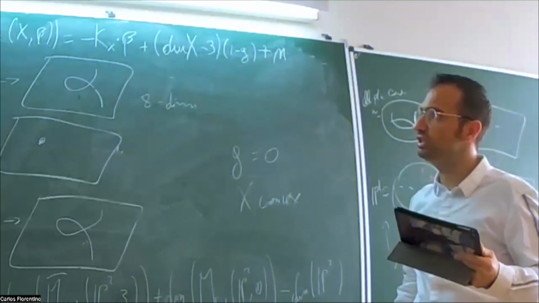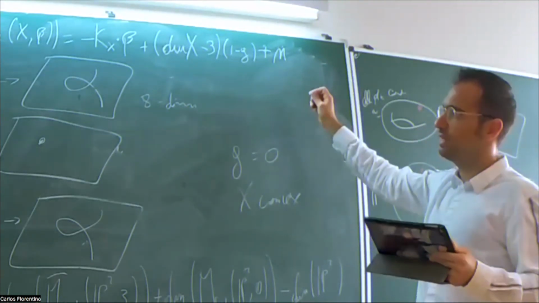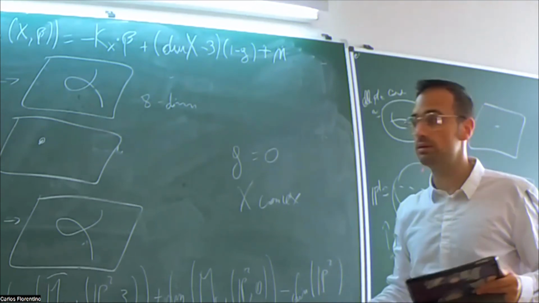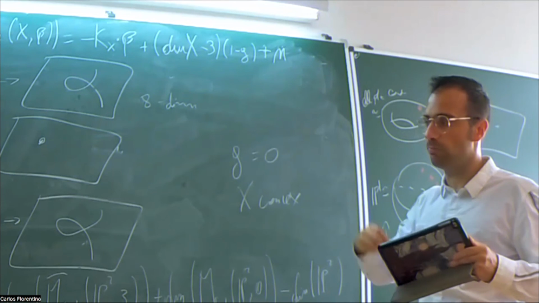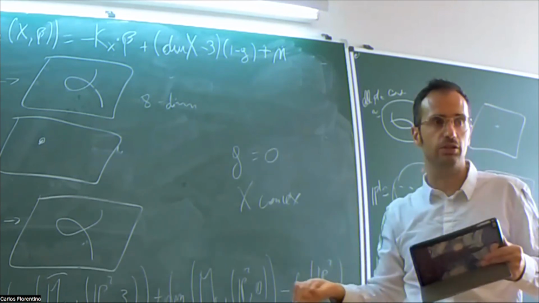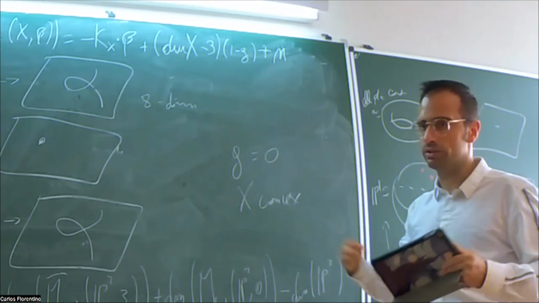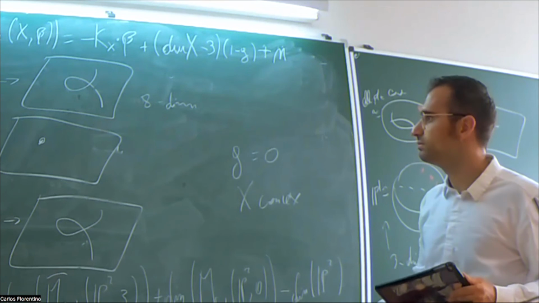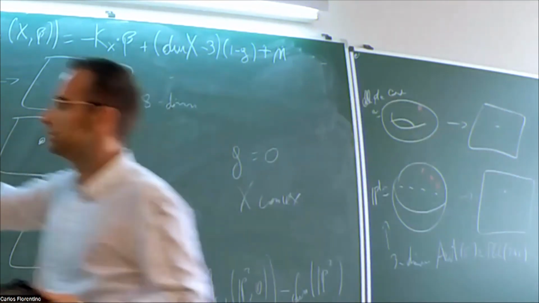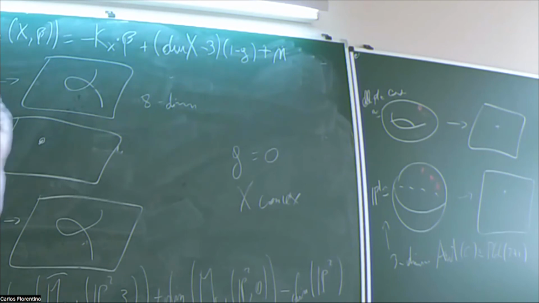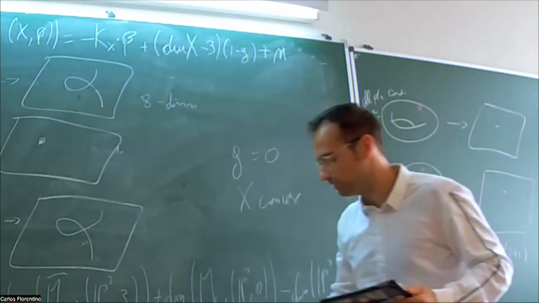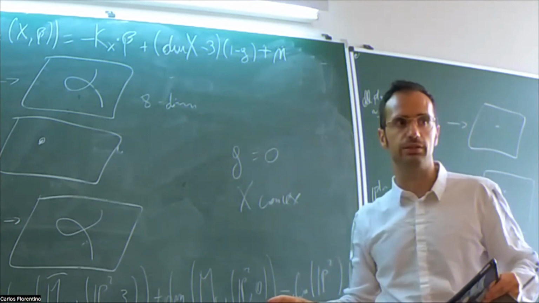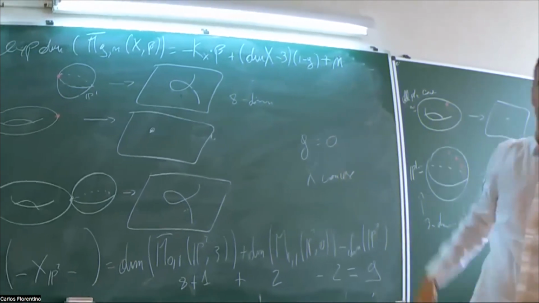So when g is 0 and X is convex, the space is of the expected dimension. In general, it's not. We may see a component that is not purely dimensional, it's not irreducible, it's not reduced. And in this case, this number is 9. But in general, it can be the same. So I think I can stop here. Next time, we will focus only on the case of genus 0, and we will see more examples of this.